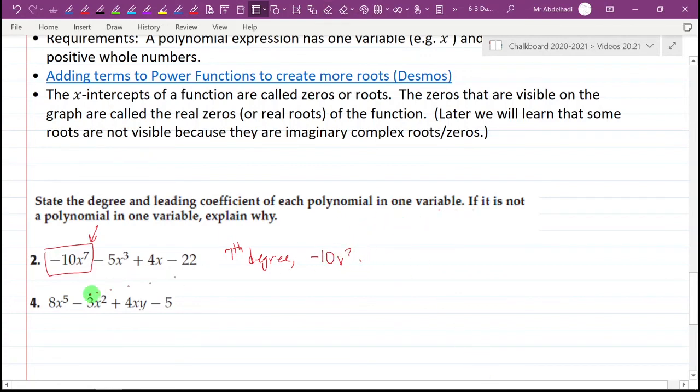All right, how about this one here? This has got x's and y's in it, and if it has more than one letter in it, it's not a polynomial in one variable. The stuff we're going to be talking about has to be one variable. So as soon as they add another letter in there, we can just basically say this is not one variable, has a term for xy. Okay, and that's what you're going to write for that homework assignment.